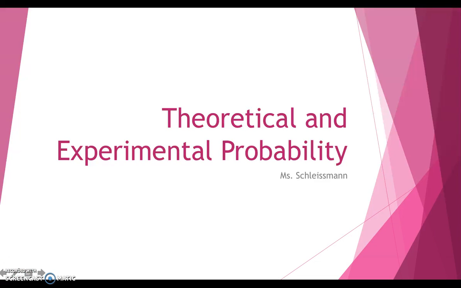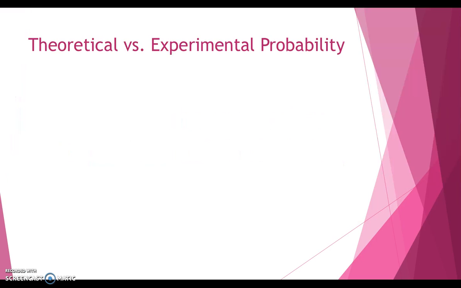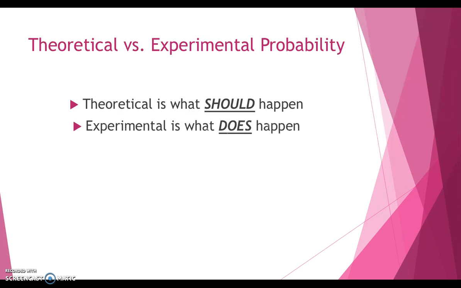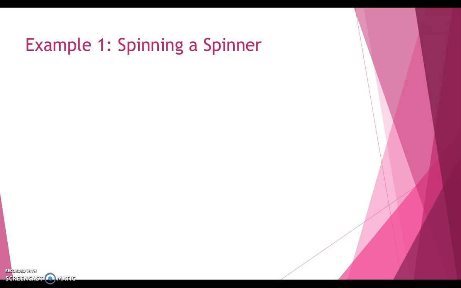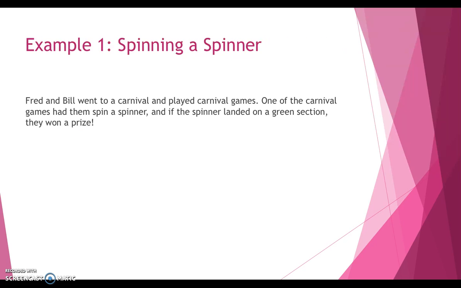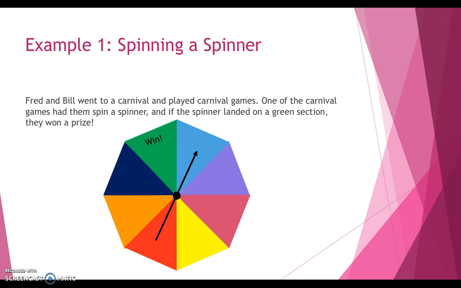So now we're going to be looking at theoretical and experimental probability a little bit more. Remember that theoretical probability is what should happen, while experimental probability is what actually happens when you conduct the trials or the experiment. So let's look at spinning a spinner. Fred and Bill went to a carnival and played carnival games. One of the carnival games had them spin a spinner, and if the spinner landed on a green section, they won a prize. Here's the spinner they were spinning.